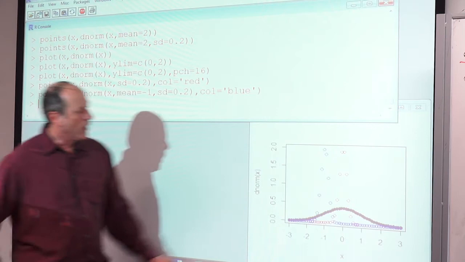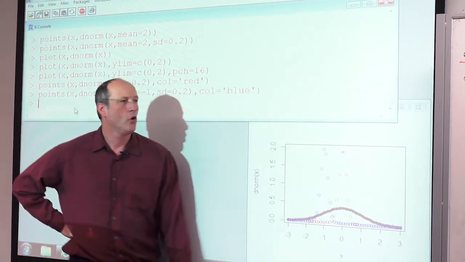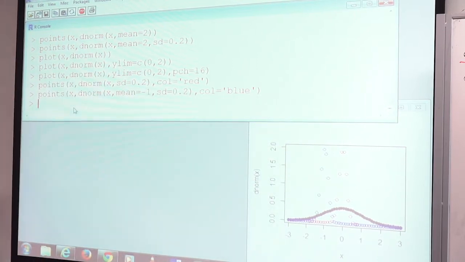So here you can see quite clearly that I can take this distribution here, I can squeeze it in, I can move it out, all within the context of my Gaussian distribution.